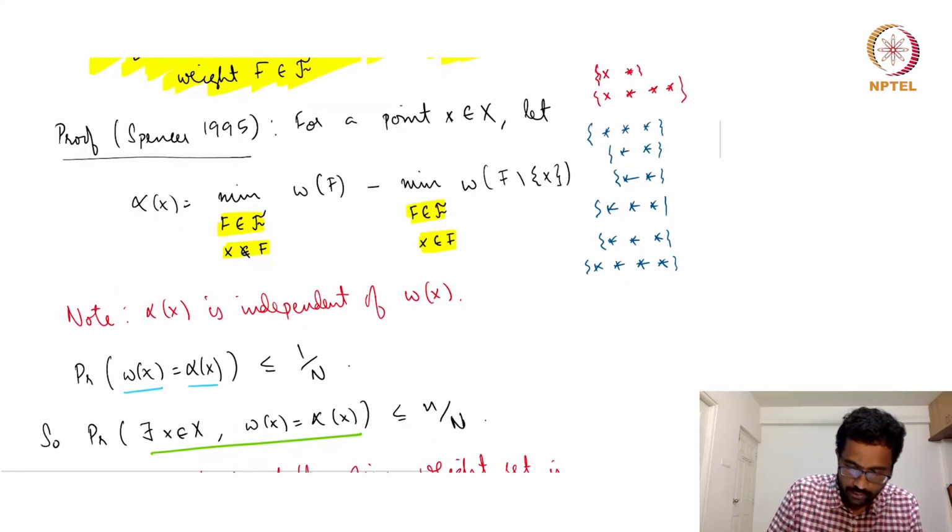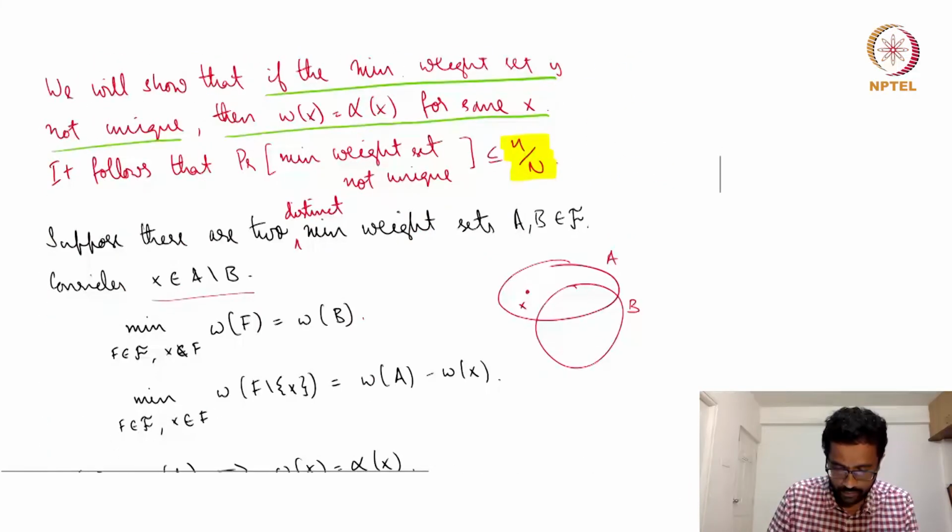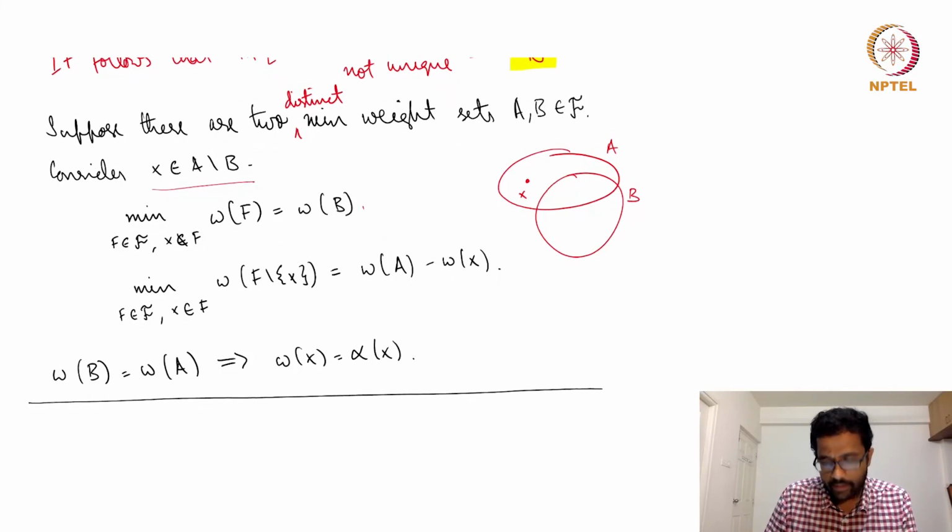Now we look at the second term of this alpha x computation. Consider the weights of all the sets F that have x in them, after having removed x from them. There could be multiple minimum weight sets that contain x, but we know that A is one of them, and B is not. The weight of x is the same for everything, whichever set it is, A or C. So the weight of F minus x is equal to the weight of A minus the weight of x.